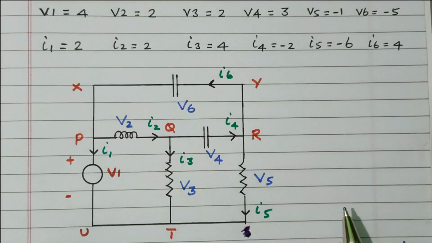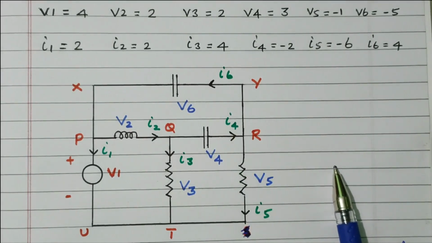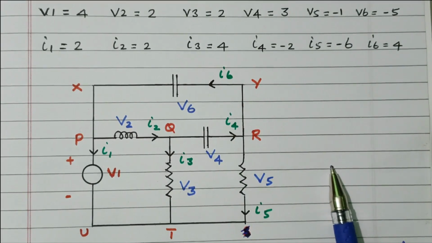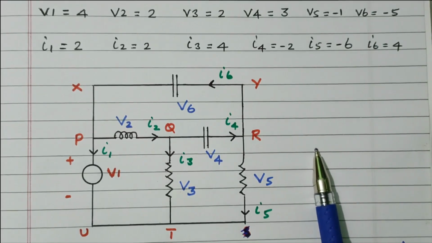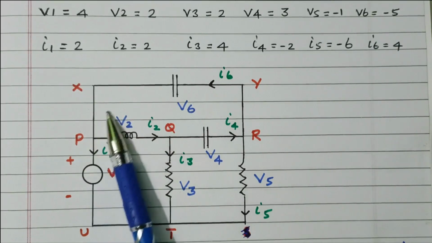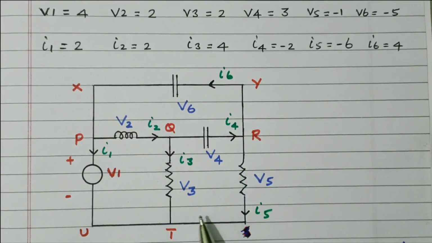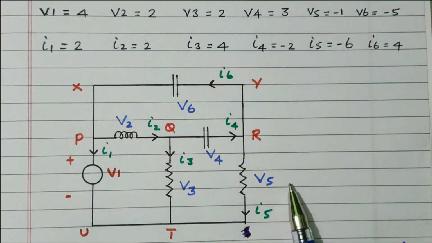What is Tellegen's theorem? Tellegen's theorem states that in any network, the sum of instantaneous power is equal to 0. Sum of the power means voltage into current, power equal to V into I. So the summation of V into I equals 0 for any network, either normal power or complex power. So we need to verify that the sum of power available in this network, this V into I, is equal to 0. For that we are going to analyze the voltage.